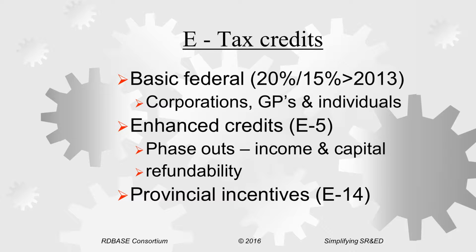So the basic federal credits are now 15% for pretty much any taxpayer. They could be a corporation, a general partner, an individual. So I could claim on my personal tax return if I want. Okay? And then there's enhanced tax credits for what they call qualified CCPCs, Canadian-controlled private corporations. So whether you're qualified means your income for the prior year has to be under a certain level, and your assets employed in Canada for the prior year have to be under a certain level. If so, the credits go up and they become refundable.